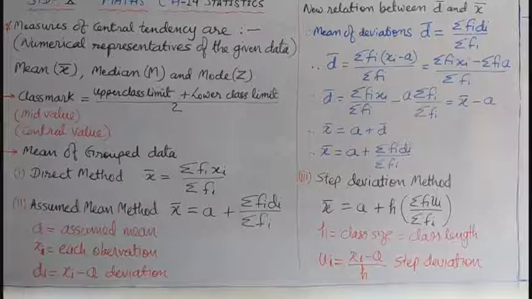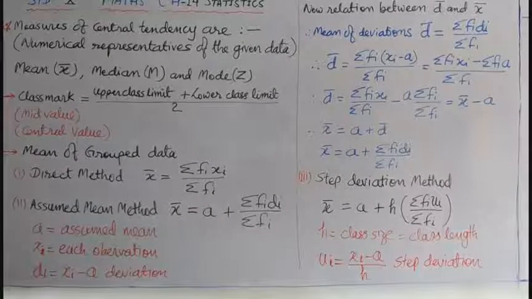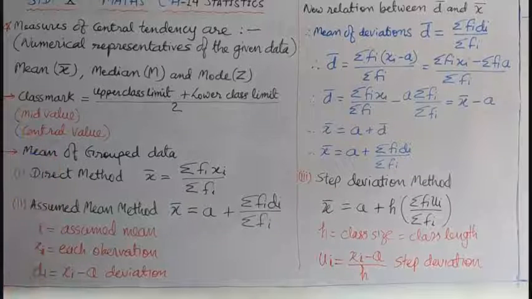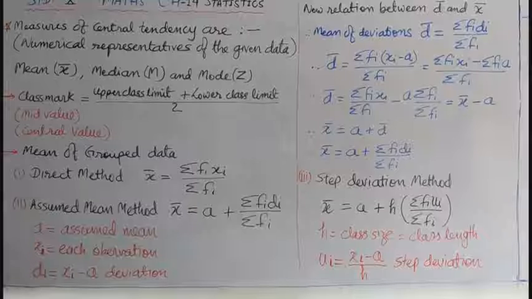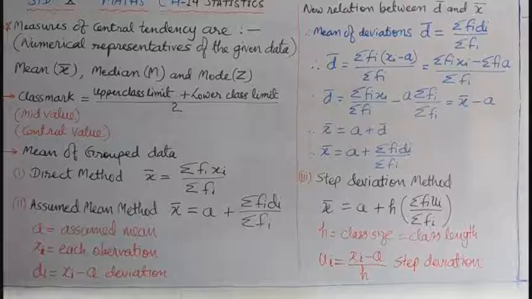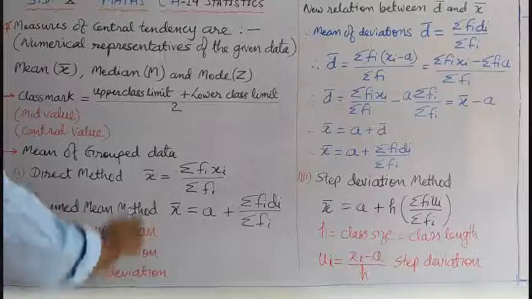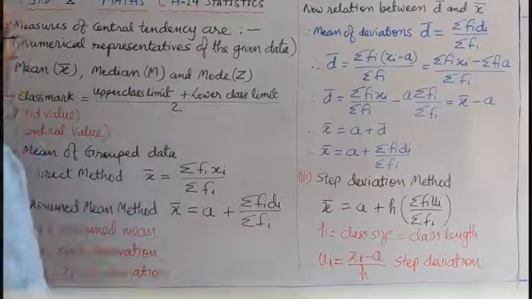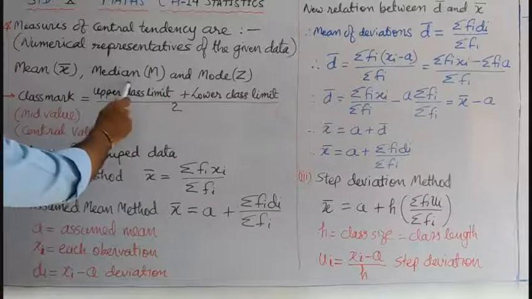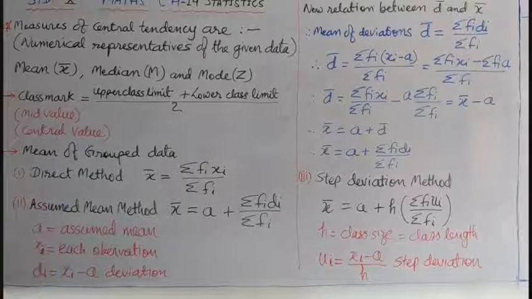Good morning, students. Today we are going to talk about statistics, chapter 14, standard 10th. In 9th standard, we have studied statistics, measures of central tendency for ungrouped data. Now here we are going to talk about measures of central tendency for grouped data, that is numerical representatives of the given data, that is called measures of central tendency, that is mean, median and mode. So for grouped data we are going to talk about these three things.